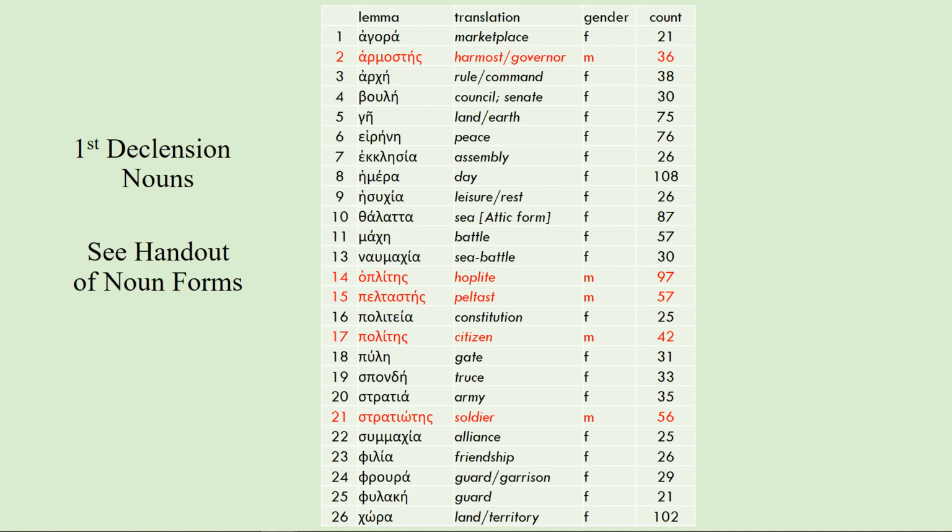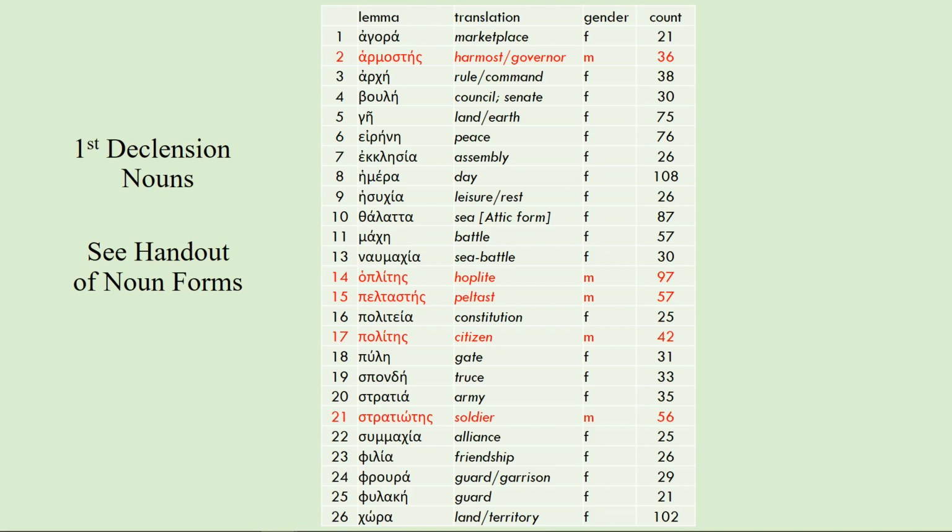Going back up to Gaia, land or earth, of course, this is the mother goddess Gaia, and we get the combining form geo, so geology, geography, any of those things. Irene is the word peace, which we get the English name Irene. Hemera is the word for day. You get the not terribly common word ephemeral, meaning something that only lasts for a day.